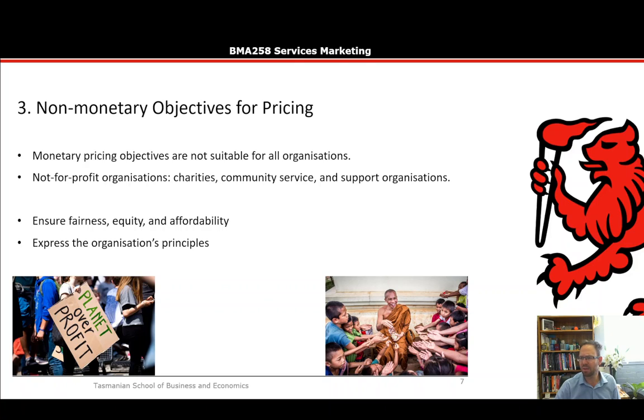All right, the last one is the non-monetary objectives for pricing. Monetary pricing objectives are not suitable for all organisations, such as not-for-profit organisations, charities, community service, and support organisations. If you imagine a not-for-profit trying to maximise profits, it just wouldn't make sense, right? Yet marketing is still critically important for these organisations. So for them, the objectives, and not just not-for-profit organisations, but sometimes other businesses, would rather make less money but ensure that their service is fair. Some customers are more expensive to cater to service.